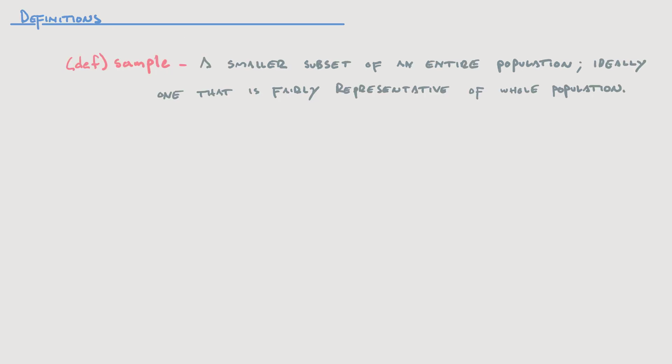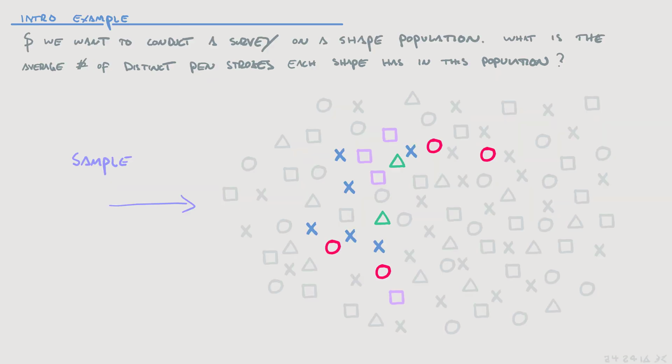Now, maybe the population's too large to get a census. Maybe there's just too many things to count up. And so what you might want to do is survey just a sample of the population. A sample is a smaller subset of an entire population, ideally one that is fairly representative of the whole population. And when we use the phrase fairly representative, what we mean is that it's similar to the full population in every way possible. So here is a sample of the population.